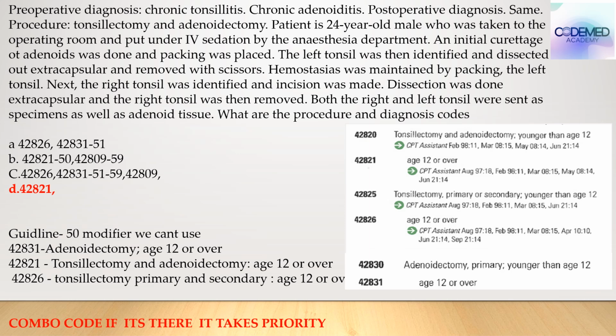Now we know the guideline that there is no need to use the modifier 50 on the tonsillectomy code, and that's why 42821 modifier 50 is not the correct answer. We will zero down our answer to 42821, which is a tonsillectomy and adenoidectomy, age 12 years or over, and always the combo code we will use. It takes priority over the individual code, and that's why that's the final answer.